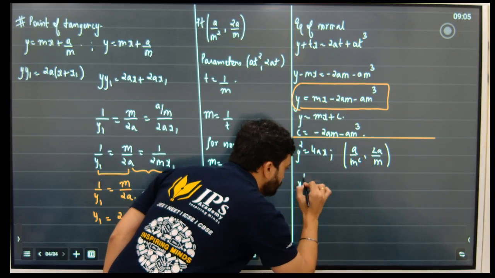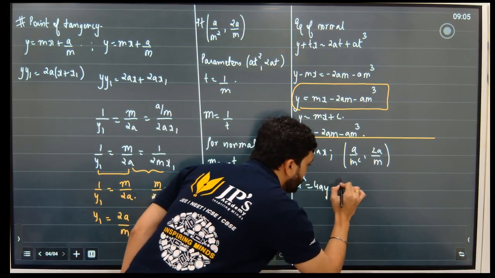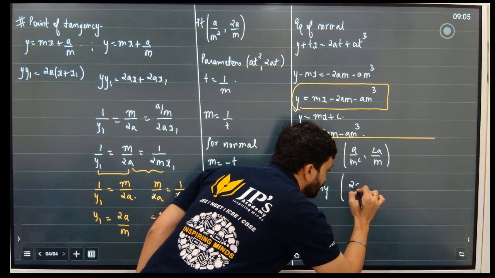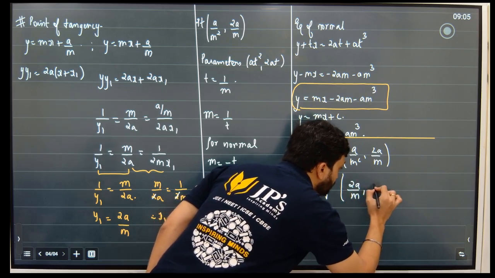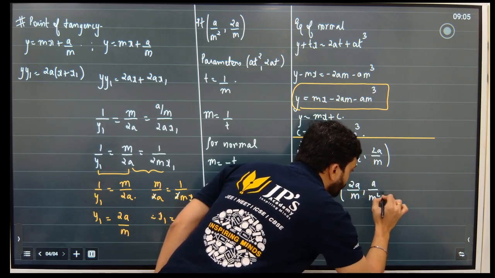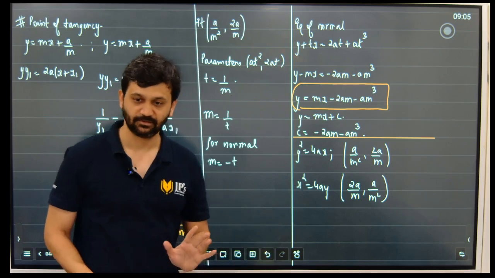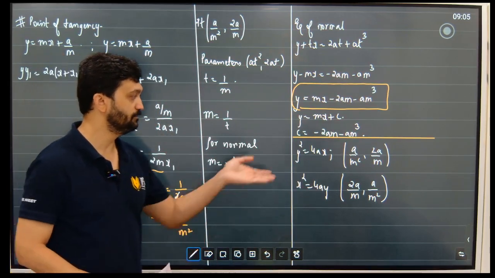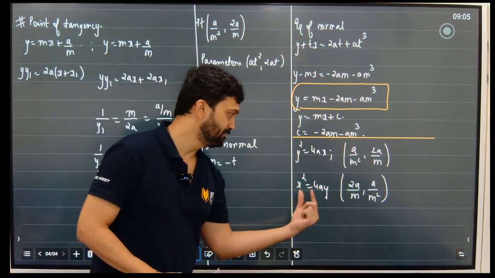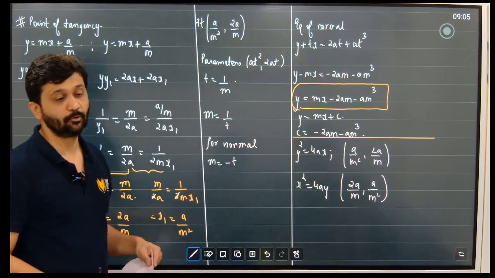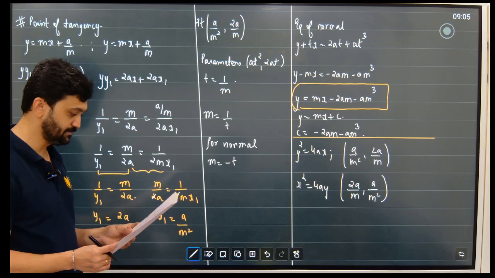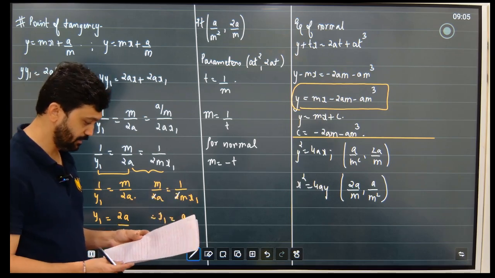If it is x square is equal to 4ay, can you tell me what is the point of contact? It is 2a by m comma a by m square. Because in place of x it becomes y and in place of y it becomes x. So my point of contact becomes 2a by m comma a by m square. Has everybody understood this? Anybody has any doubts?